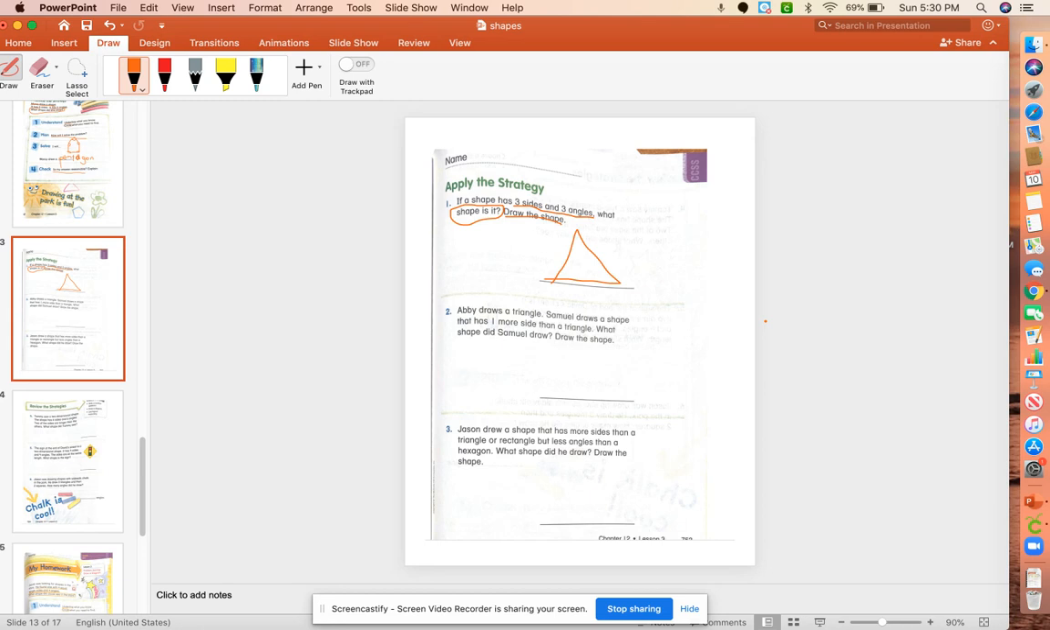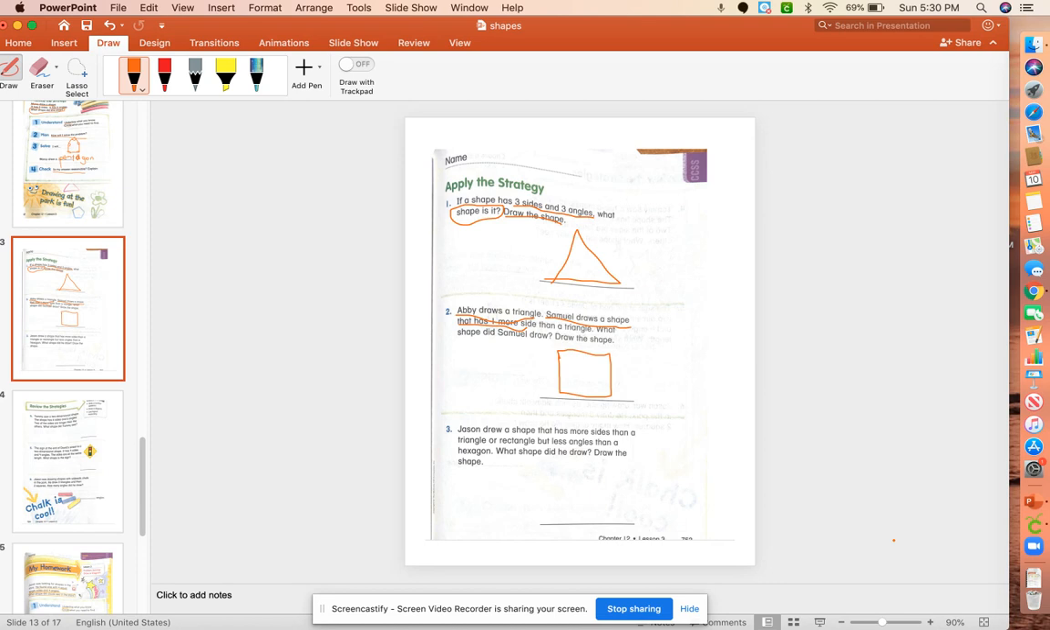Number 2, Abby draws a triangle. Samuel draws a shape that has 1 more side than a triangle. What shape did Samuel draw? Draw the shape. Well, here's 3 sides. That's the triangle. That's what Abby drew. And Sam draws a shape that has 1 more side. This has 1, 2, 3 sides, so it would have to have 4 sides. So what shape do we know that has 4 sides? The one I know the easiest is a square. Now, there are other ones as well. Could be a parallelogram.